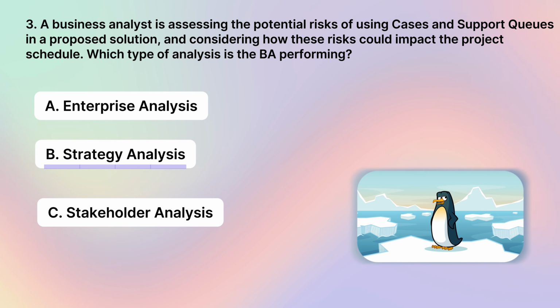The correct answer is B. Strategy analysis because the business analyst is reviewing the risks associated with a proposed solution and assessing their potential impact on the project timeline, which falls under the scope of strategy analysis. Enterprise analysis primarily focuses on understanding and defining business needs, while stakeholder analysis is concerned with identifying and analyzing stakeholders' needs and expectations. Question 4.